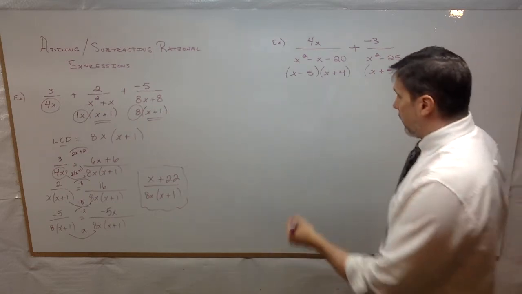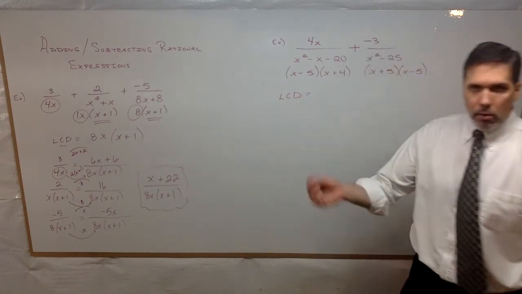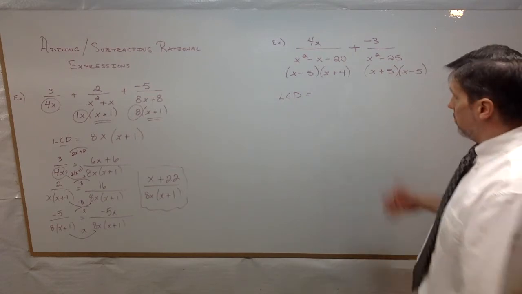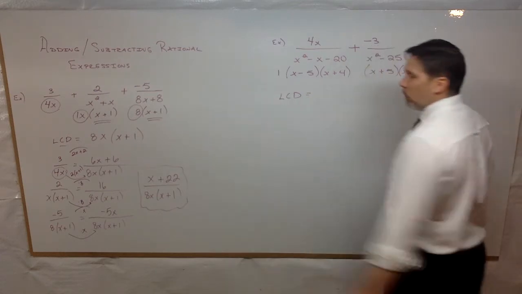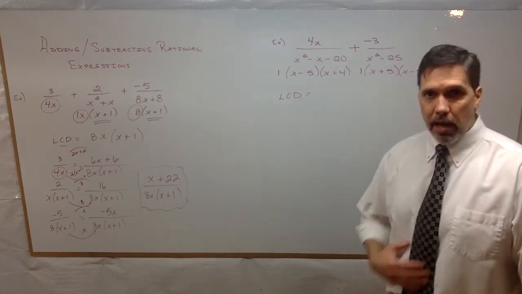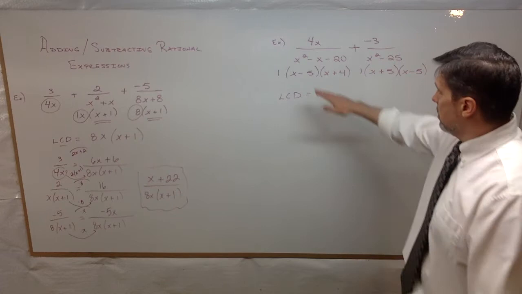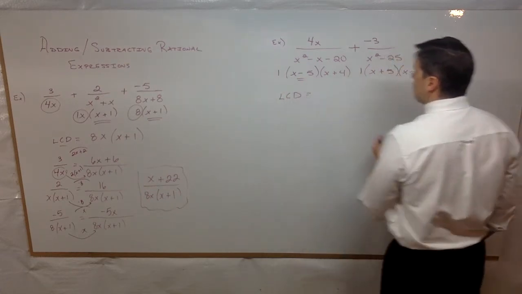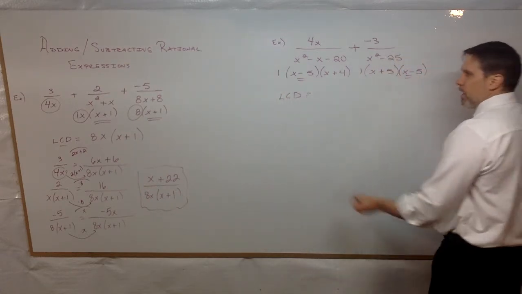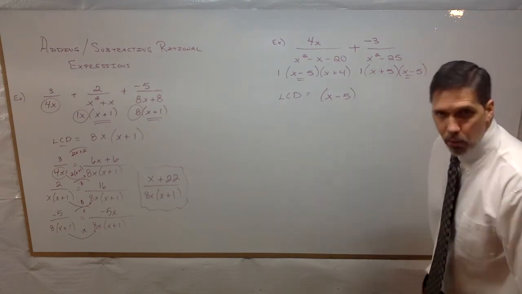Okay, so now when I try to establish my LCD, we start with the monomials. Now in this case, what are we looking at? We're looking at 1 and 1. So as far as the monomials are concerned, the LCD is 1. On to the binomials. Well, this guy has one factor of x minus 5. This guy also has one factor of x minus 5. So 1 x minus 5 covers them both.